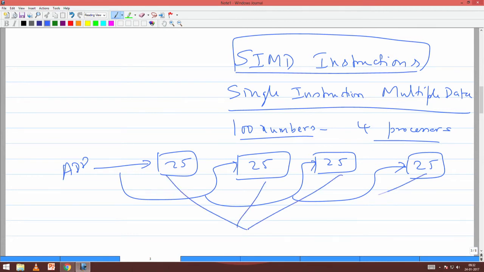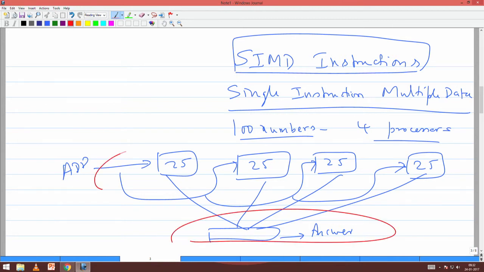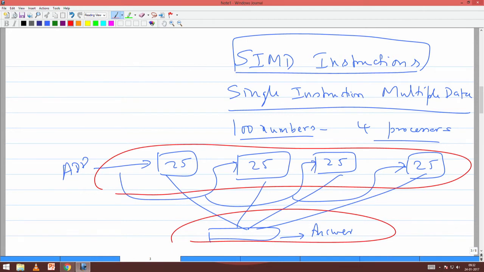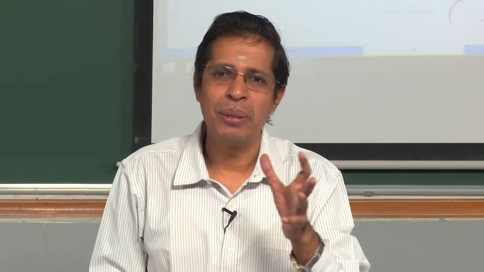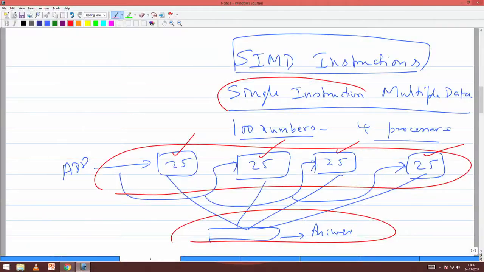Each will give me a result, and then one of these processors will do an add and give me an answer. Let us not bother about that part of the story, but look at this part. I had different sets of data: 100 numbers, 1 to 25 with this fellow, 26 to 50 with this fellow, 51 to 75 with this fellow, and 76 to 100 with this fellow. So I had multiple data, but I gave only one instruction, say add. This is a very trivial but very important example of single instruction, multiple data. I give only one instruction, but it acts on multiple sets of data. This is called SIMD.